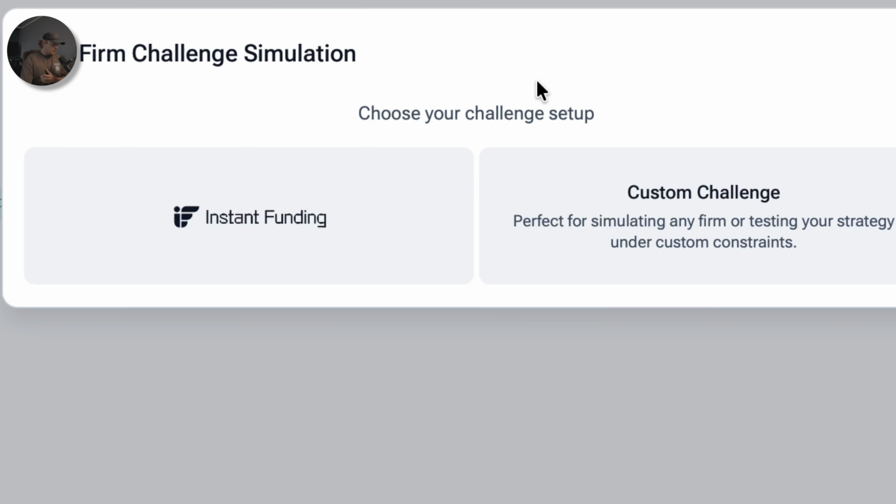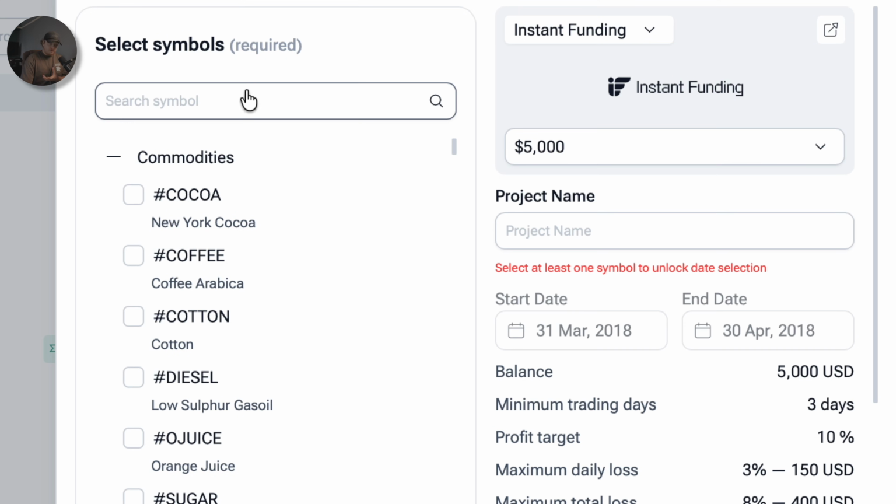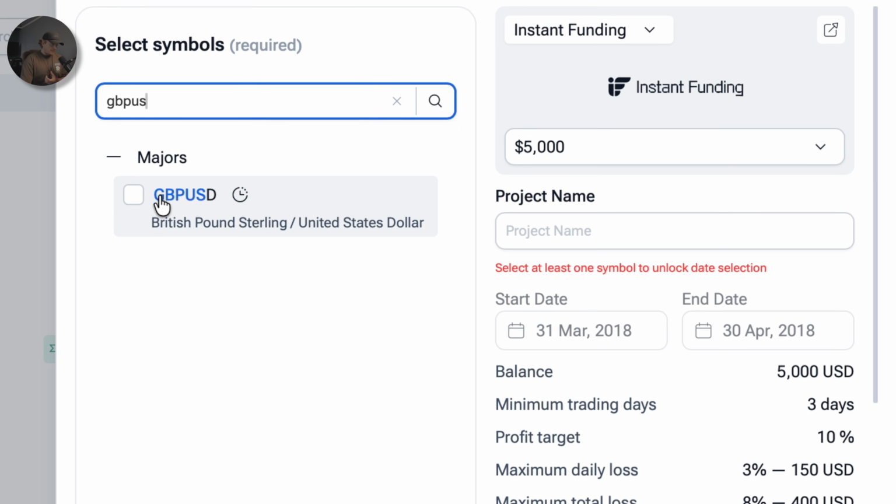So if we start a new prop firm challenge here, we can see that we can use instant funding, or we can just use a custom challenge of our own. If we do an instant funding challenge, it'll ask what size account you'd like to use. So we'll just do 5,000 for this example. Do Great British Pound, US dollar. That's the main pair that I like to trade.